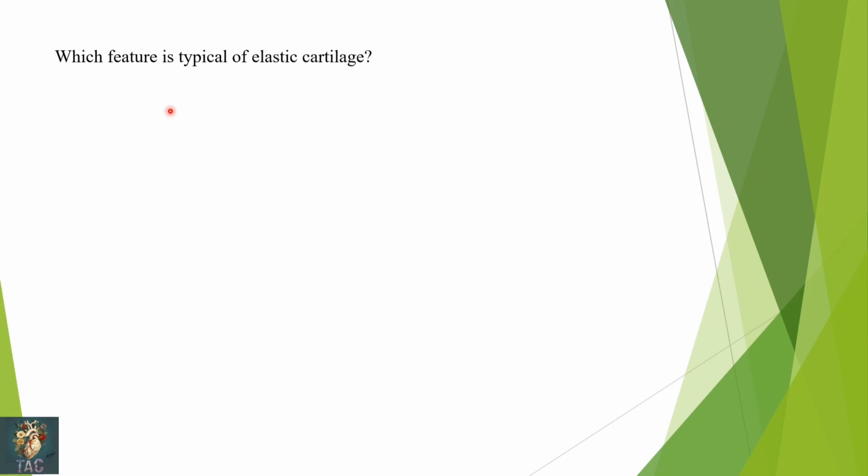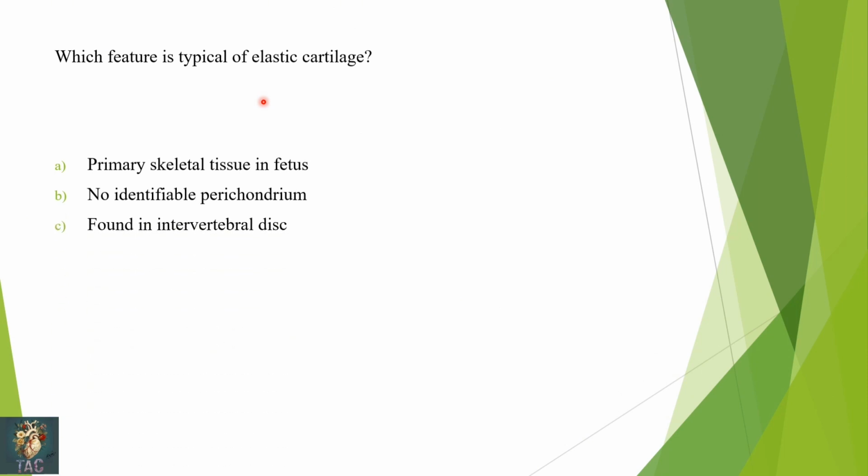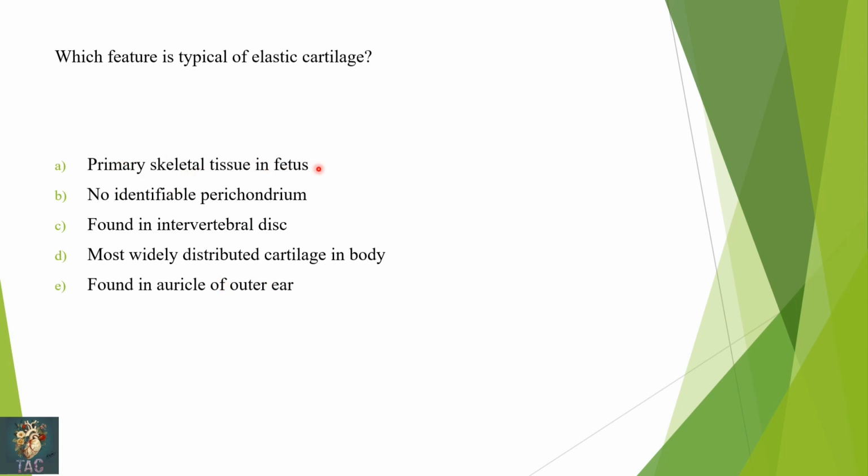Which feature is typical of the elastic cartilage? Primary skeletal tissue in the fetus, no identifiable perichondrium, found in intervertebral disc, most widely distributed cartilage in the body, and found in the auricle of the outer ear. So this is not the primary skeletal tissue in the fetus, it is the hyaline cartilage which is the primary skeletal tissue in the fetus. Perichondrium is also present in the case of elastic cartilage.